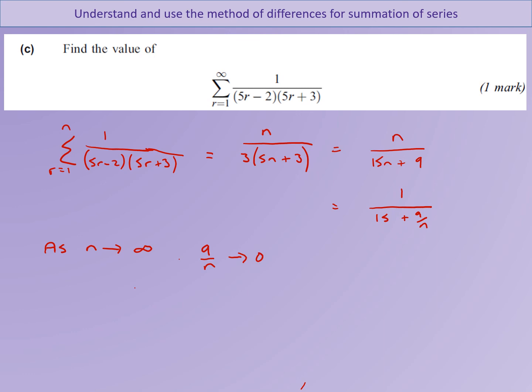So that means that the entire sum must be tending towards 1 over 15 because the 9 over n term is becoming negligible. So we can say that the sum from r equals 1 to infinity of this series that we're looking at, 1 over (5r minus 2)(5r plus 3), we can say that that sum from r equals 1 to infinity actually equals 1 over 15, because that is the limit of the sum as we let n tend to infinity.